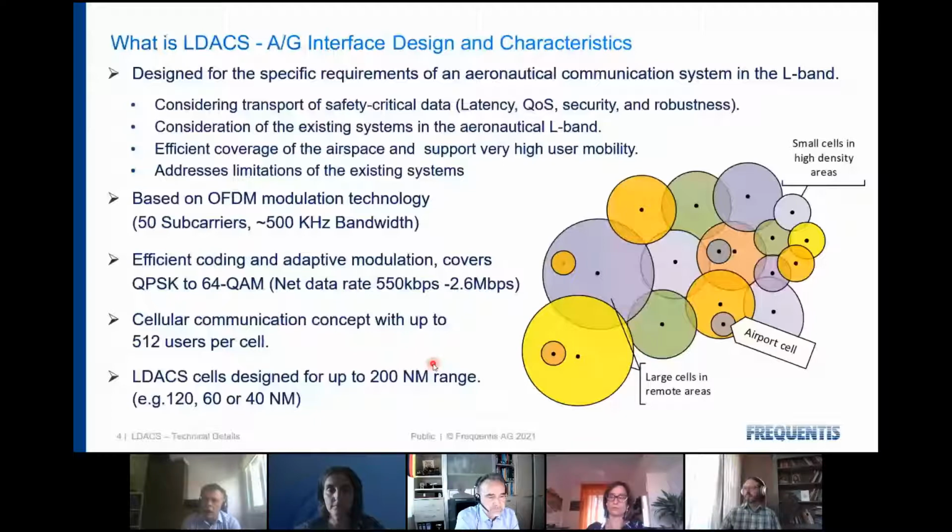On the figure here on the right, you see an untypical presentation of a cell-based system. But the intention here was to show the use of different sized LDACS cells. The LDACS cell design covers large cells of up to 200 nautical miles in remote areas. It is very scalable, and you can have small cells in high density areas where you need more capacity, and separate 40 nautical mile or 60 nautical mile cells as airport cells covering airports where you perhaps have more need for data.